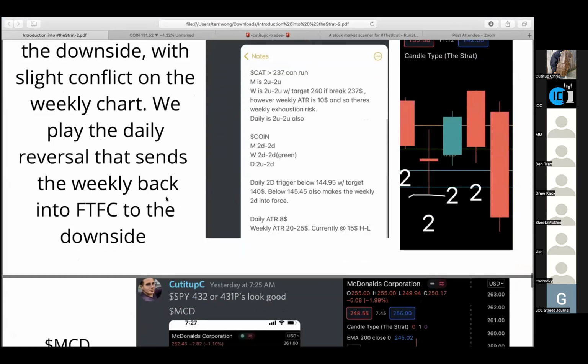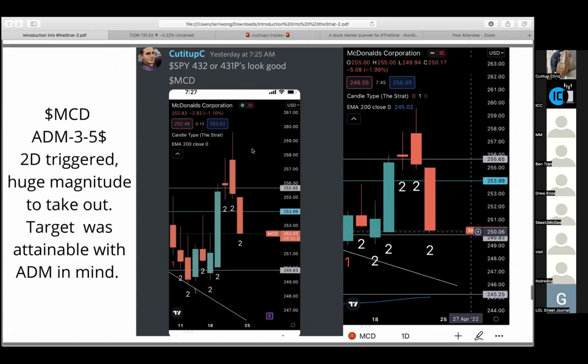This one was McDonald's. I seen this on Friday actually, and it had triggered. So this was a daily chart right here. McDonald's average daily movement is $3 to $5. The 2 down was triggered on Friday right here when this broke, and it had a huge bar magnitude to take out right here. Ooh, we had a huge bar to take out right here, and knowing that the average daily movement is $5, we never even tried to wick up at all on the day.